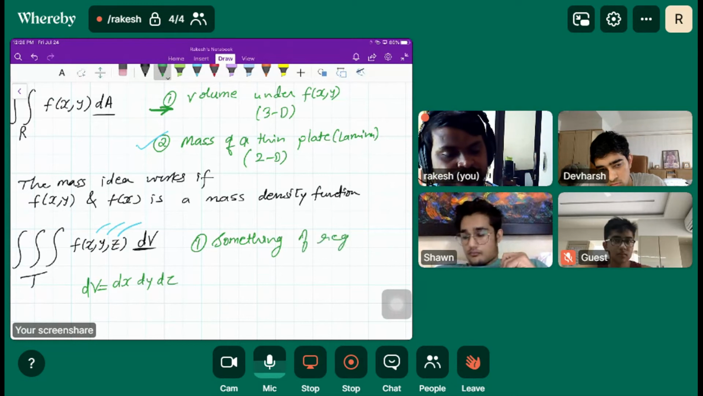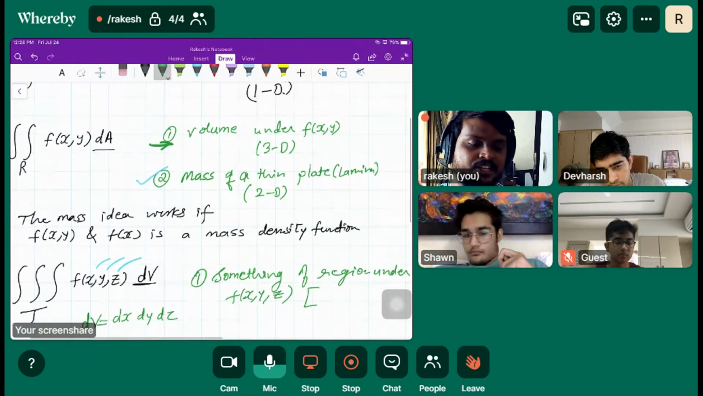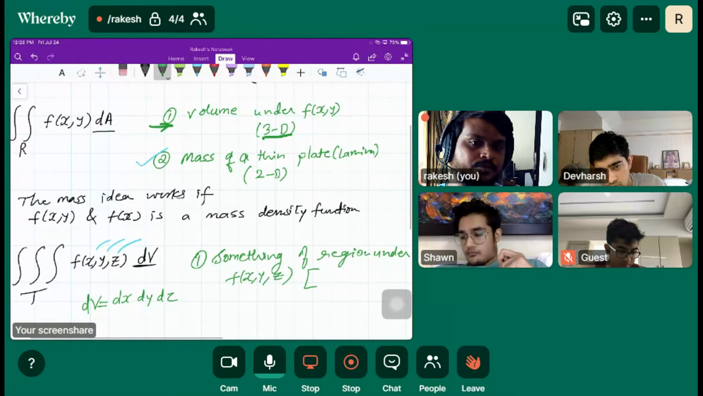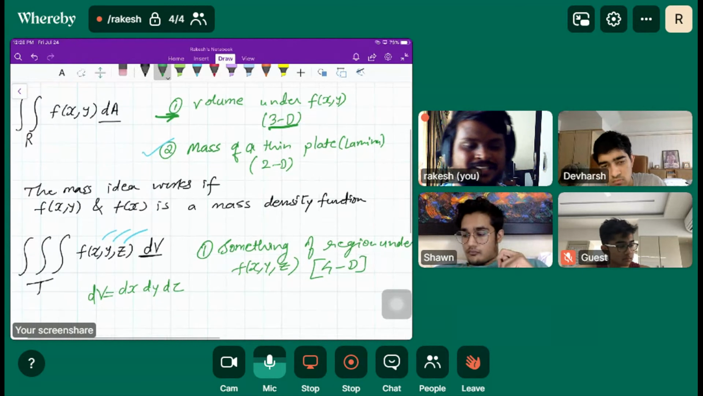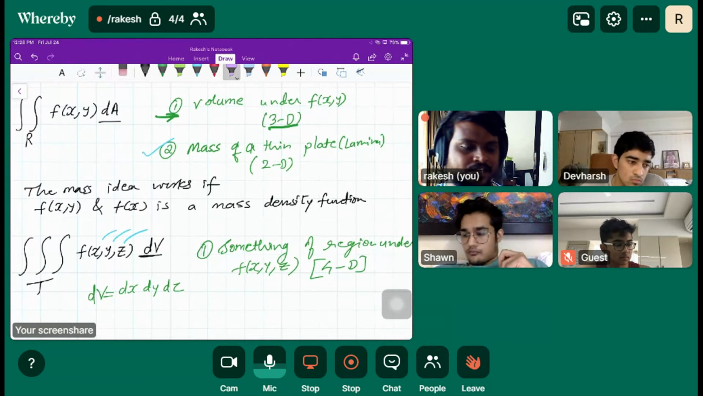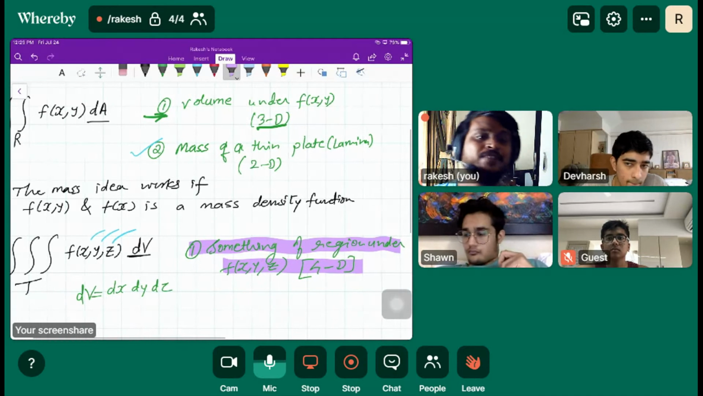Some measurement of the region under f of x, y, z, okay. The idea is basically, see, this is 3D, so this has to be 4D, okay. This does not make sense to me actually, because what we are calculating is not clear.